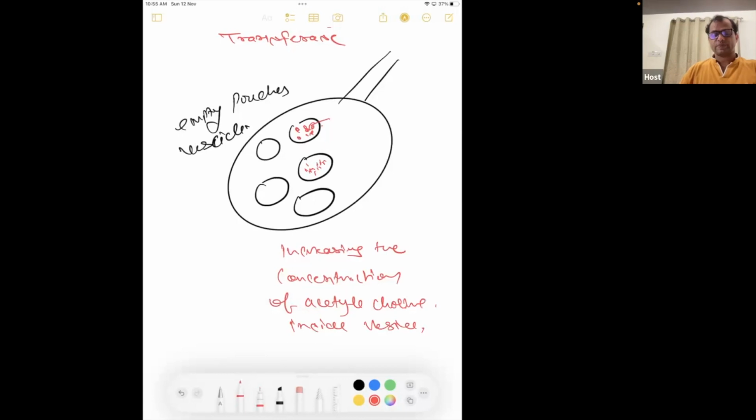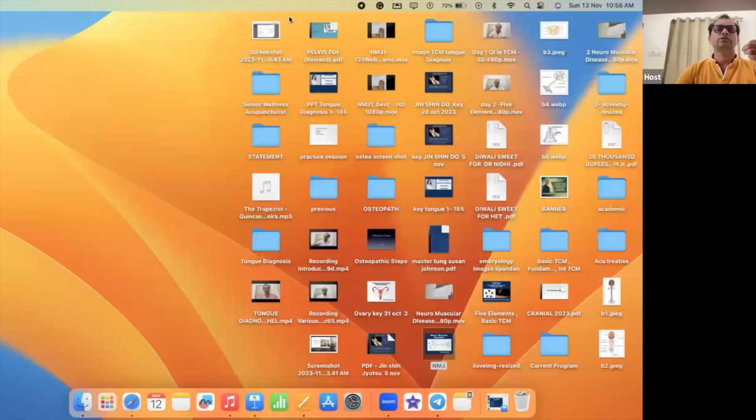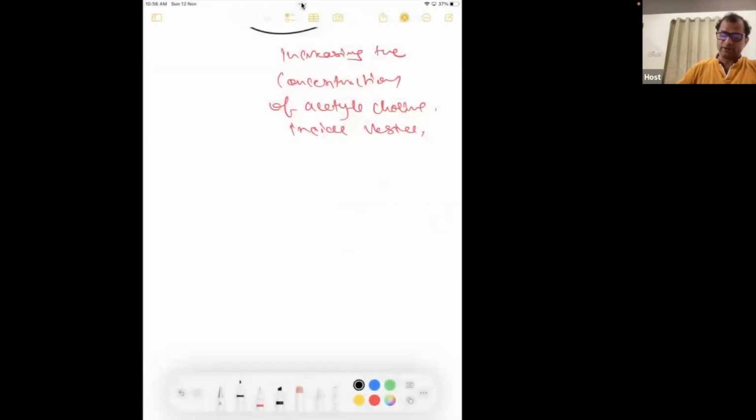In this way, further reaction will happen. Is it understood by everyone? Clear? Okay. So now, we have to understand a few more things which are happening inside the nerve endings.